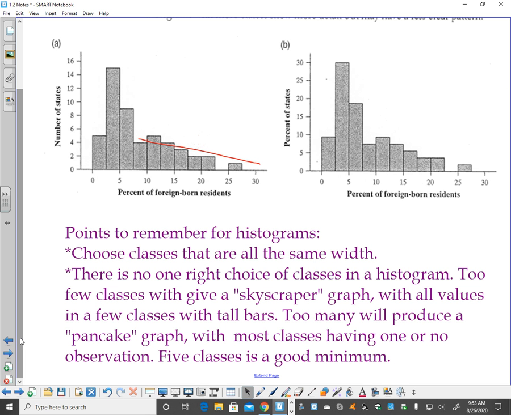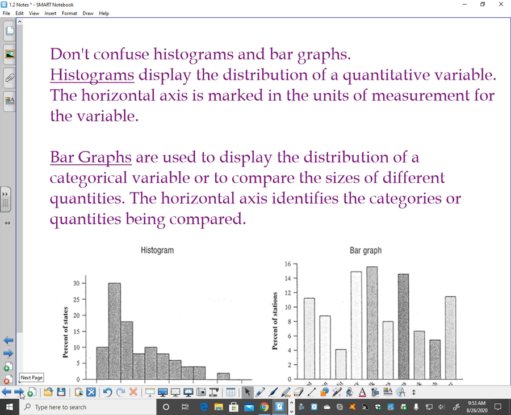It's very flat, with most classes having one or no observations. So here's your rule of thumb. 5 classes is a good minimum. But also please know that if I'm doing a histogram and you're doing a histogram and we choose different class sizes, that does not mean that one of us is wrong at all. But it probably means that one of ours is better.